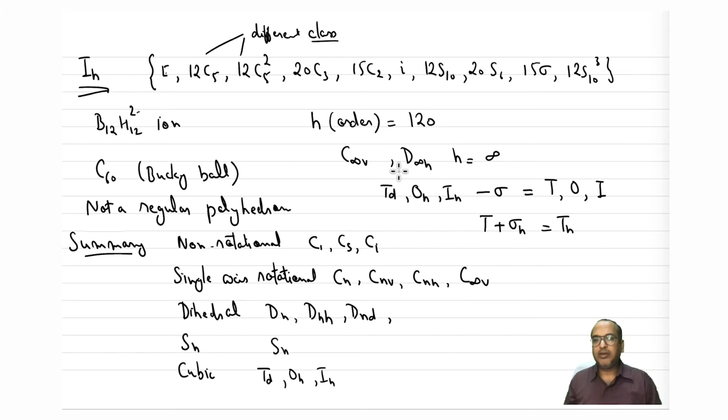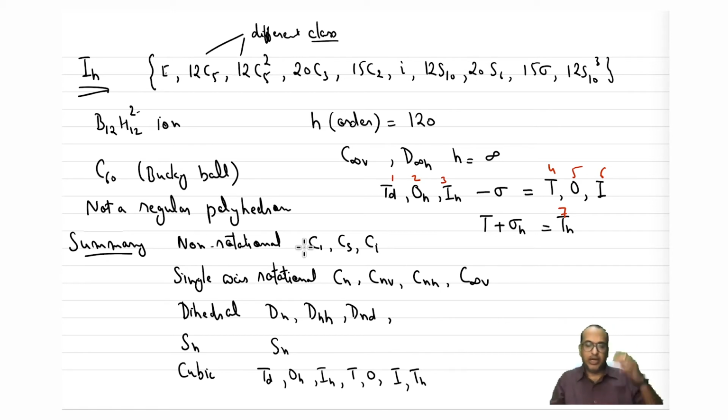So you have 1, 2, 3, 4, 5, 6, and 7 point groups in this category. Okay, so I will list them all here. So you have T, O, I, and TH. Okay, so I hope this is clear. These are all the point groups that we have.